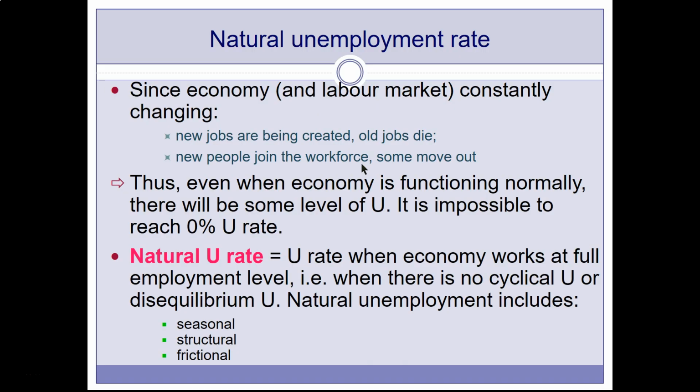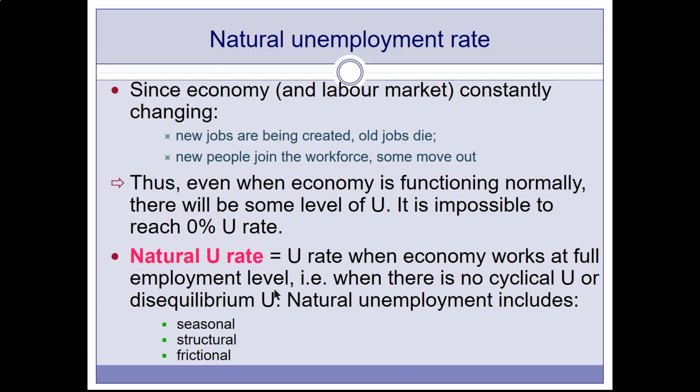And because of this, even when the economy is functioning normally, there will be some amount of unemployment in the society. It's impossible to reach a zero unemployment rate. It's okay, it's fine. And that is why this type of unemployment is called the natural unemployment rate. Natural unemployment rate is the rate of unemployment which exists in the economy when we work normally, when the economy operates at its capacity, at full capacity, the so-called full employment unemployment level.